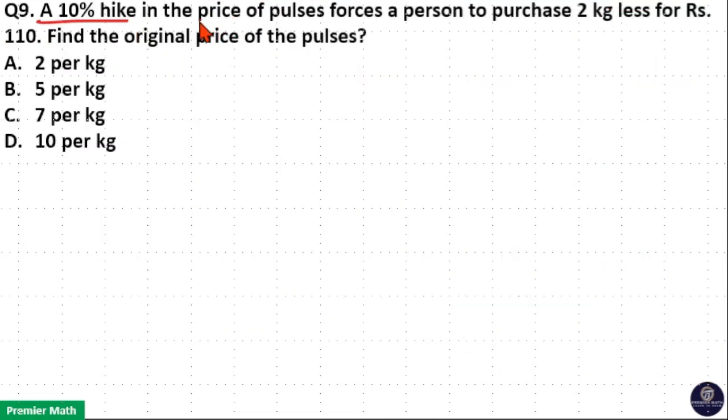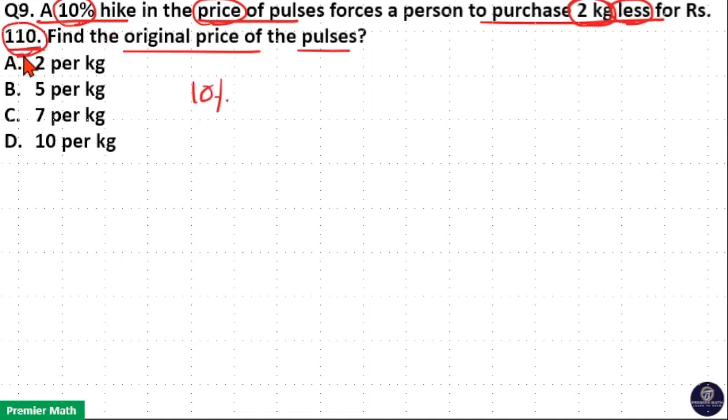A 10% hike in the price of pulses forces a person to purchase 2 kg less for rupees 110. Find the original price of the pulses. Here this 2 kg reduction in the amount is because of this 10% increment in the price. Also this 2 kg reduction came from this 110 rupees, which means 10% hike in this given price 110 rupees causes this 2 kg reduction.